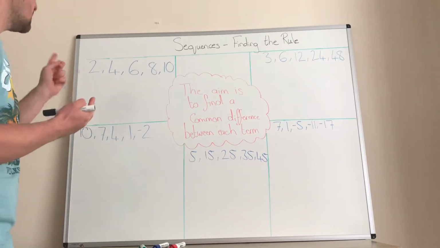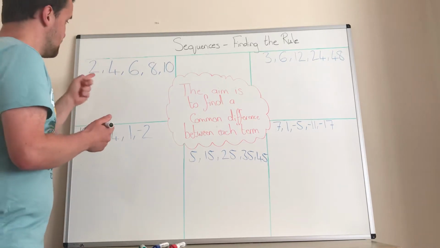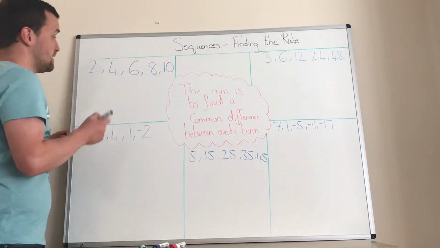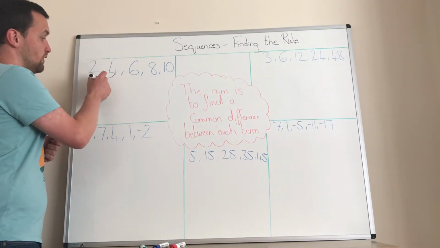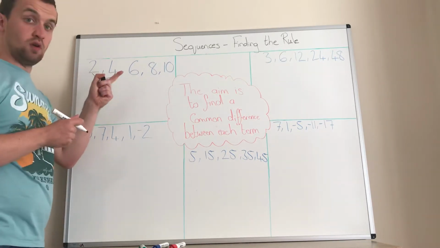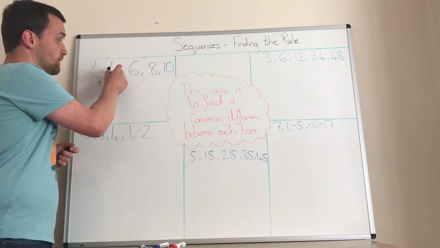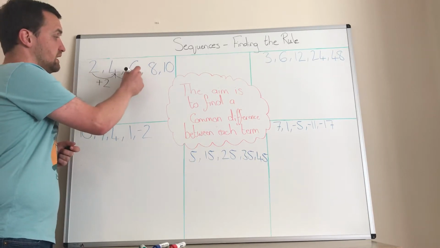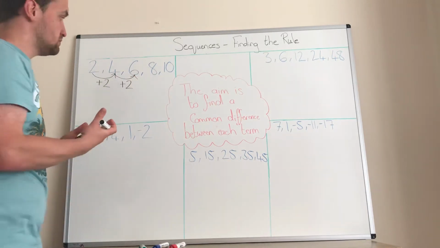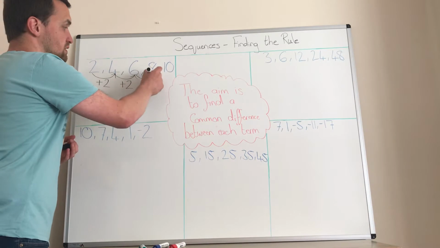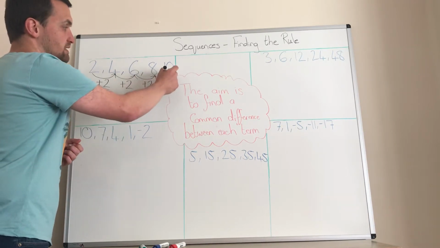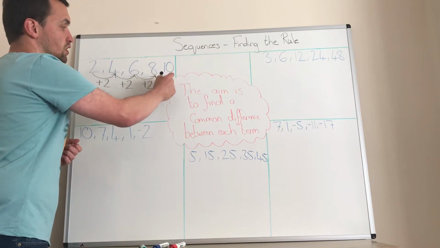So let's look at this first sequence. The difference, which is what we're trying to find for the rule, is what we have to find. The difference between 2 and 4 is 2. We add 2 to 2 and we get 4. From 4 to 6, we add 2, and we're beginning to see the pattern now. To get from 6 to 8, we add 2, and to get from 8 to 10, we add 2.